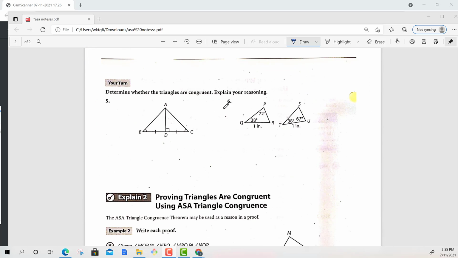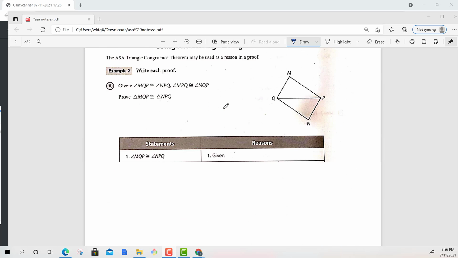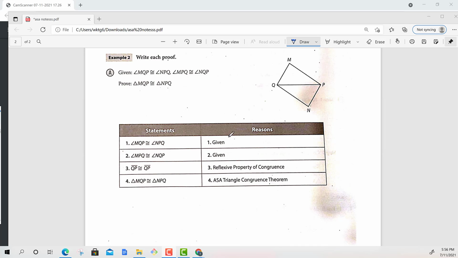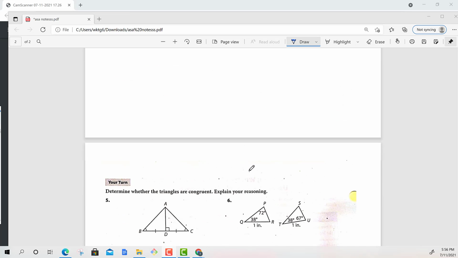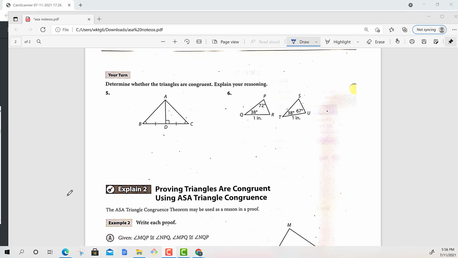All right. On the next page, the top of page 234, go ahead and pause the video and try the your turns. Determine whether the triangles are congruent. And ultimately, we're trying to do this by angle, side, angle. So I'm giving you a little bit of time to try number 5.